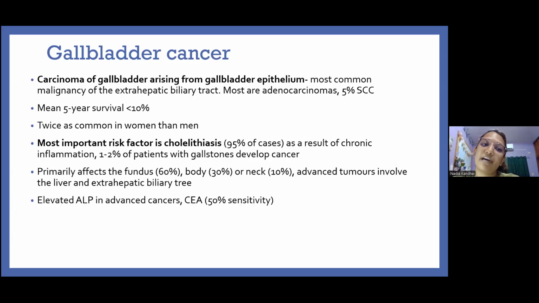It has a mean 5-year survival of less than 10%, and the most important risk factor is cholelithiasis as a result of chronic inflammation. It primarily affects the fundus at 60%, then the body and neck, whereas advanced tumors involve the liver and the extrahepatic biliary tree. In advanced cancers, you could find an elevated ALP as well as CEA, but with only a 50% sensitivity.